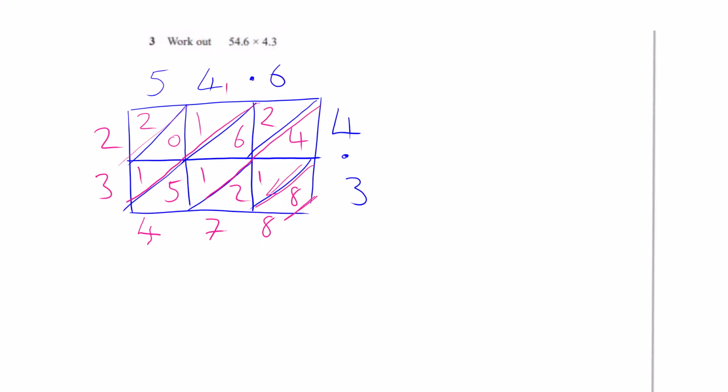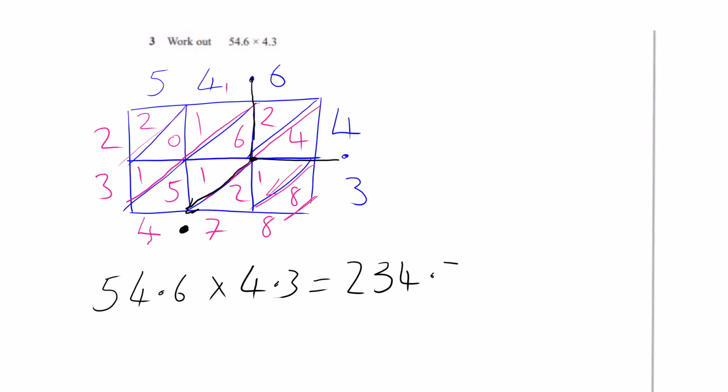So now we have to look at our decimal places. It's black. So we're going to follow this one down, follow this one across, and that gets us to here. And then we just follow the diagonal. Our decimal place goes after the 4. So that tells us that 54.6 times 4.3 is equal to 234.78.